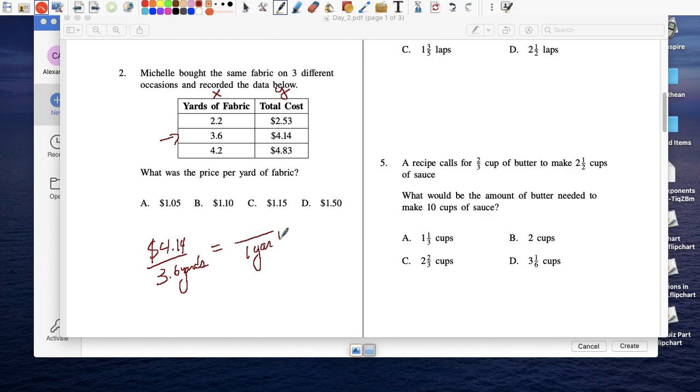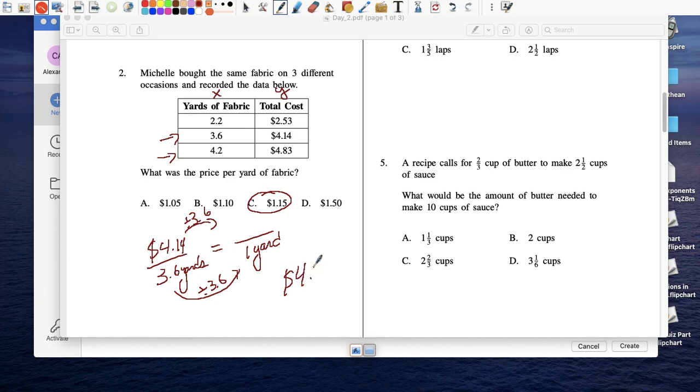1 yard. How do we get from here to here? We divide by 3.6, and the top we divide by 3.6. So 4.14 divided by 3.6 equals $1.15. Okay. Just to be sure, I'm going to do one more to make sure that the store didn't change any price.